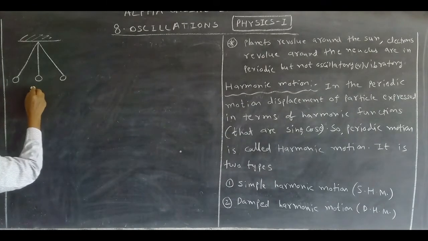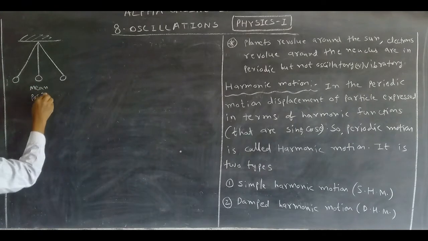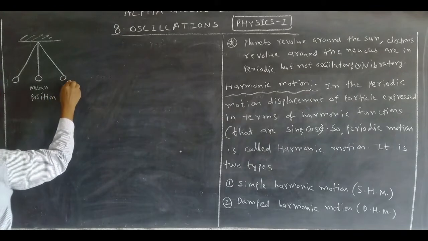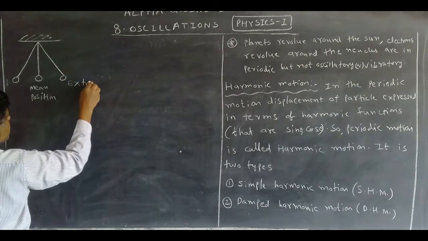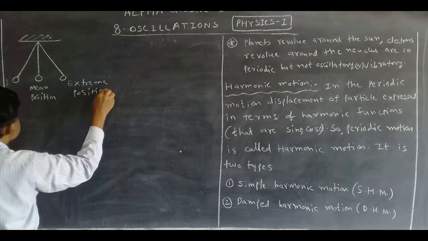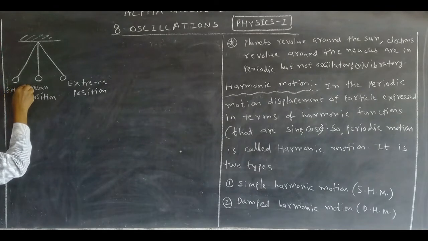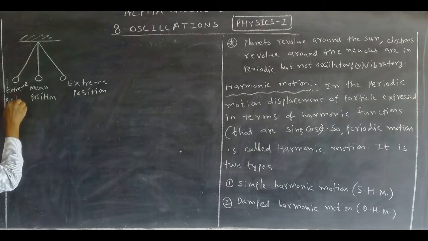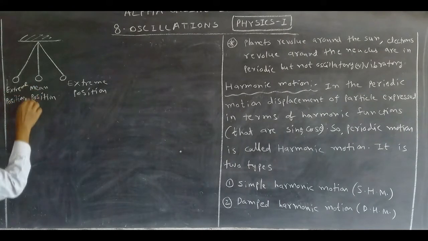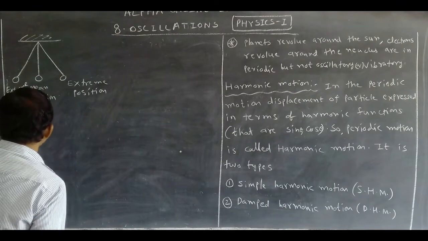This is called the mean position. What is this one? Extreme position. What is this one? It is also called extreme position. What is this one? This is the mean position. It is an extreme position, and this is also an extreme position. It is a pendulum.